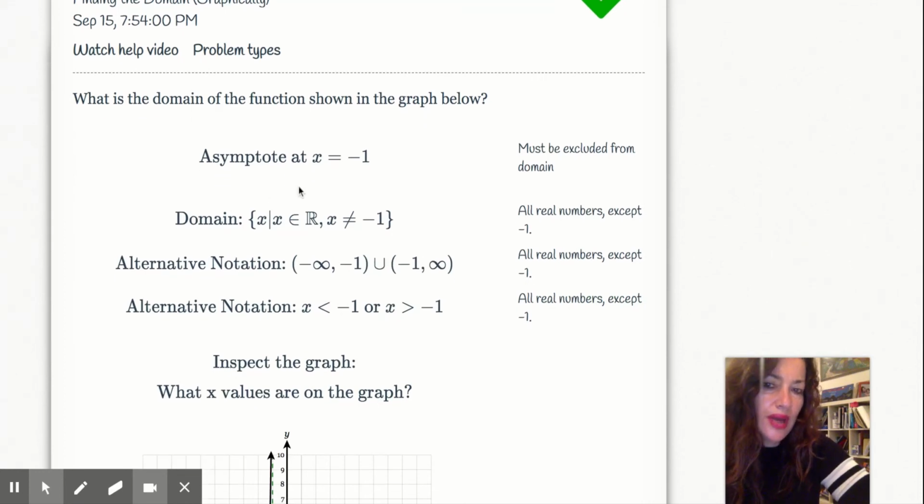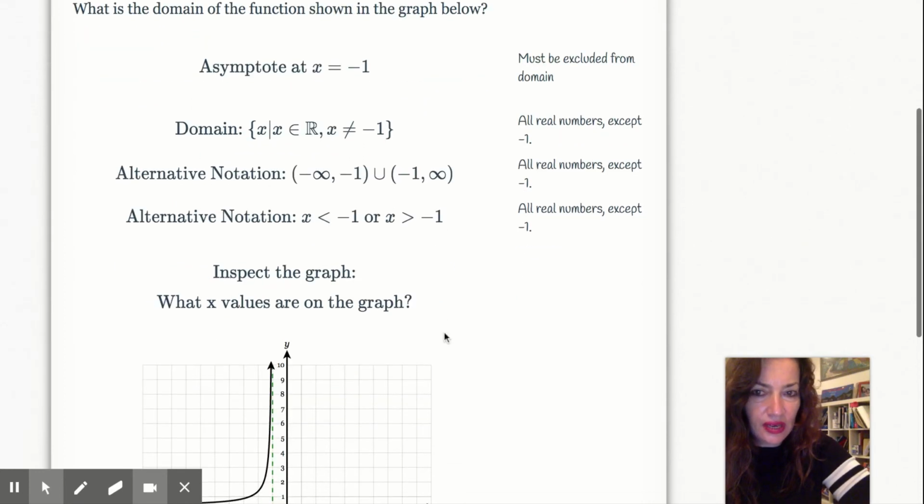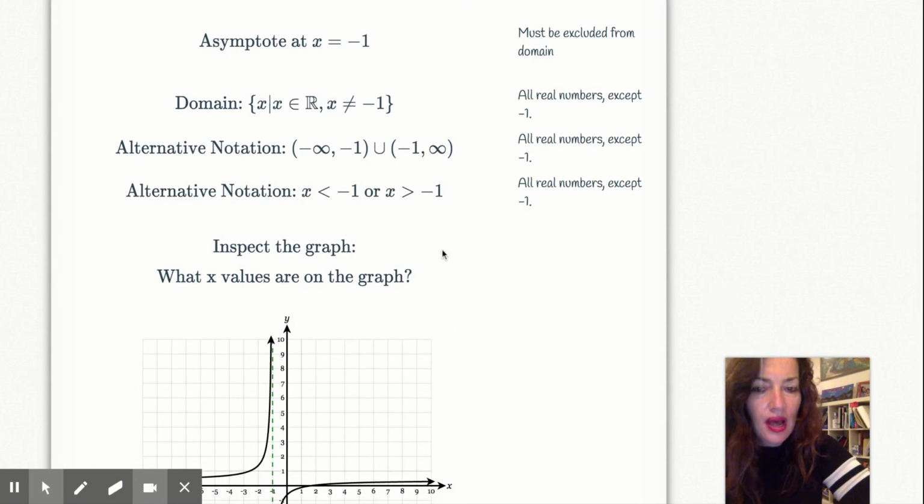So let's go ahead and take a look at the alternative methods. First of all, we have an asymptote at x equals -1, as I mentioned. The domain can be written in different ways, okay? The way that's easiest for you is the way you should write it, but you should be able to understand each notation. So first of all, the domain is a set of all real numbers given that x cannot equal -1. So this is the first one. It says all real numbers except -1.